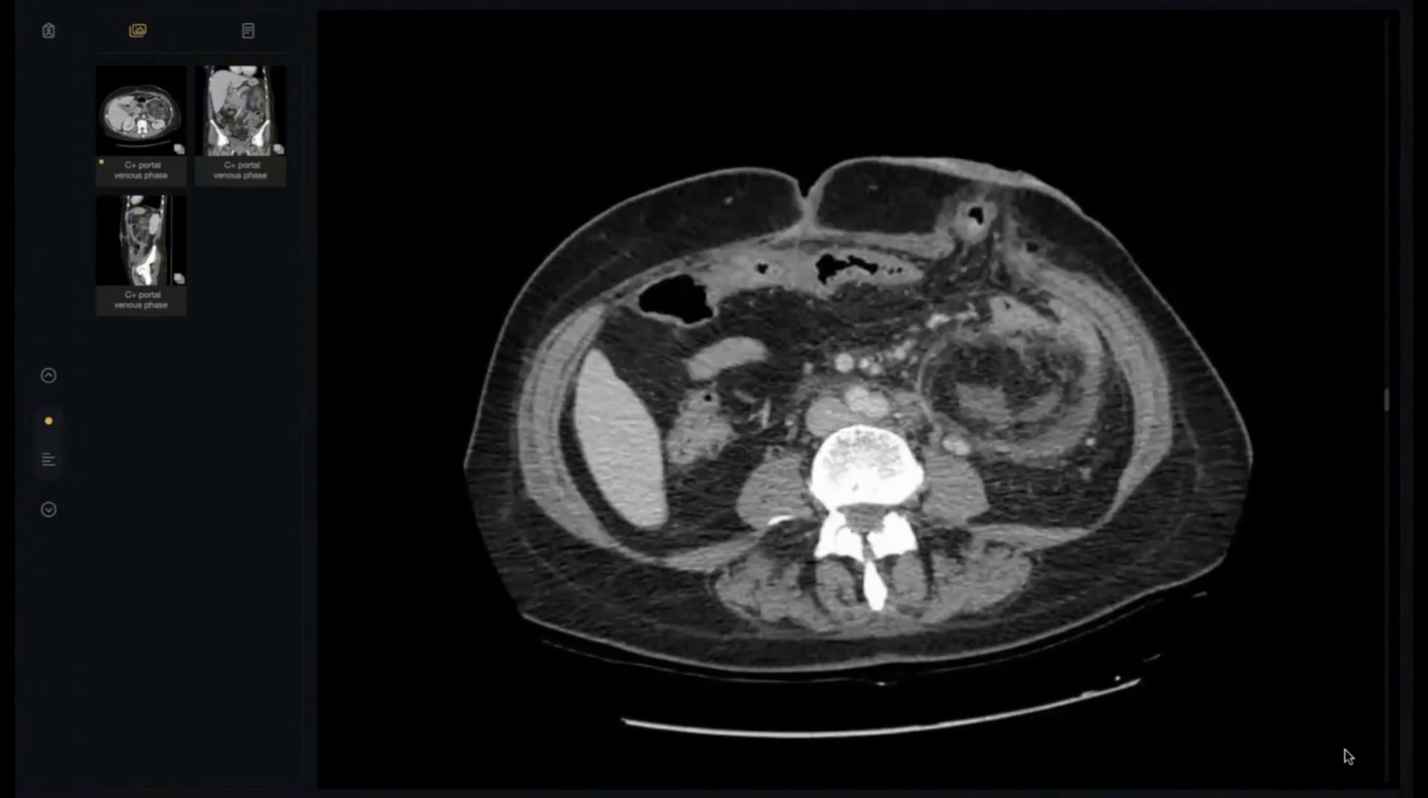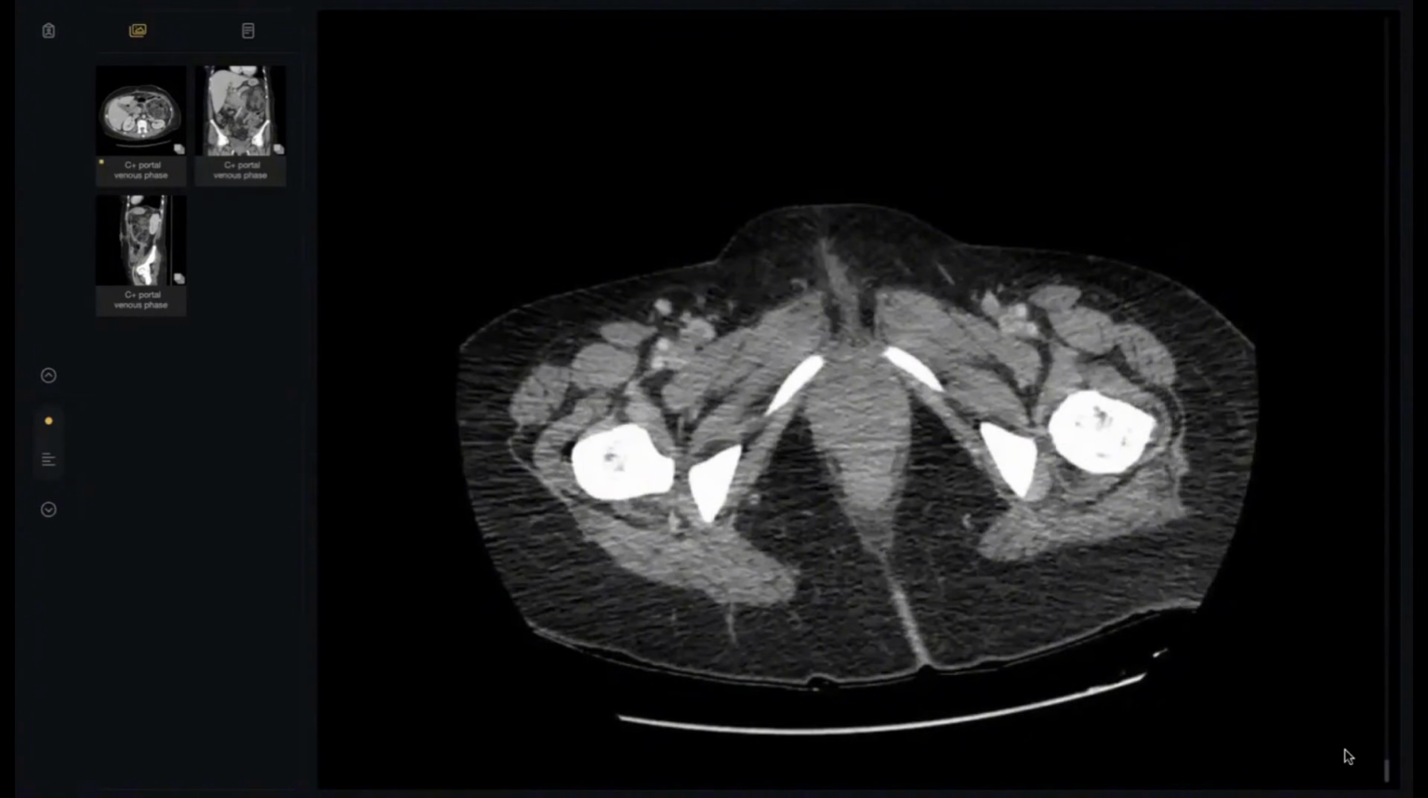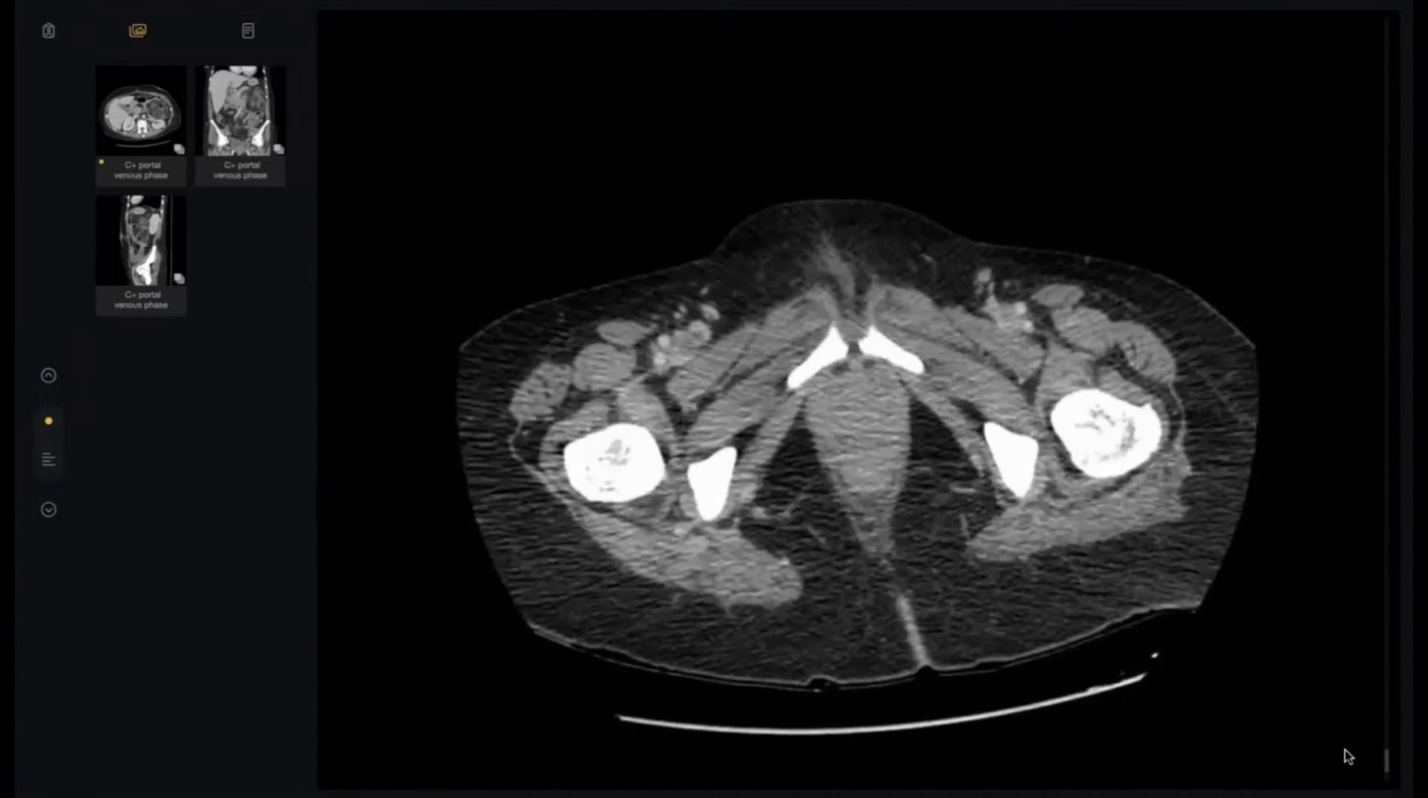I will take a look from the upper cuts to the lower cuts, then I will give my comment.